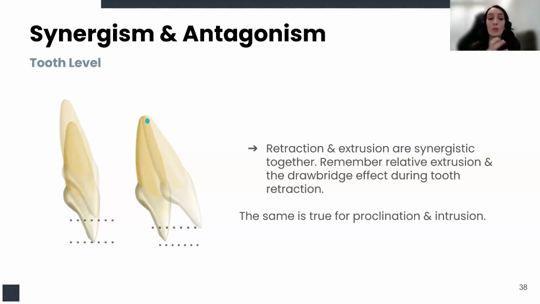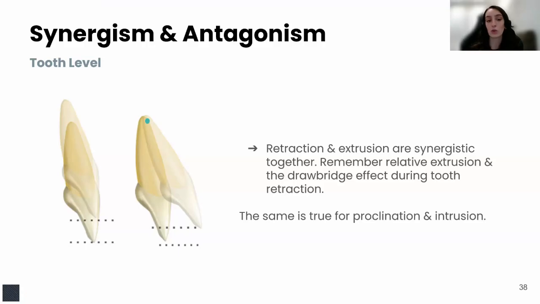So obviously combining retraction with extrusion will definitely lead to better expression of extrusion. And we already said that extrusion is a very challenging movement. So a lot of times in certain cases where big amounts of extrusion are required, we tend to rely on some relative extrusion through retraction in order to have that extrusion happen rather than relying fully on pure extrusion. So obviously the same is true for proclination.